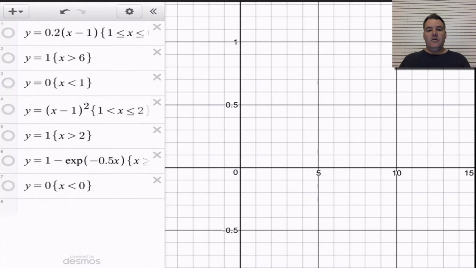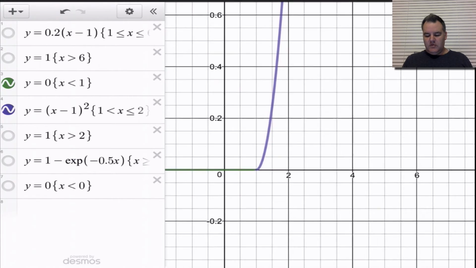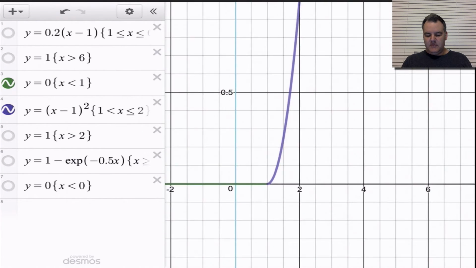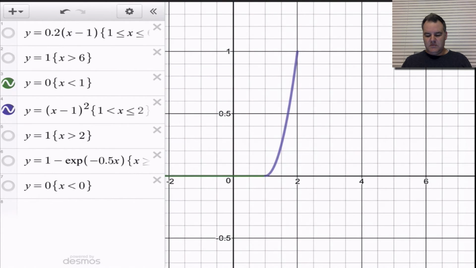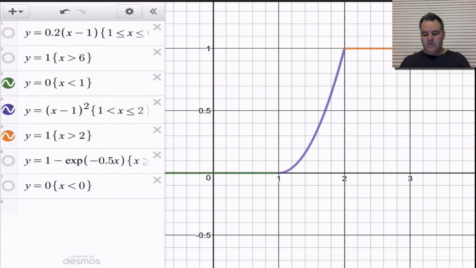3 parts to this one here. So up to 1, we're equal to 0. Then we've got x minus 1 squared between 1 and 2. Let's stretch that out a little bit. And then, of course, from then on, we're equal to 1. So there's the cumulative distribution function for this one here.